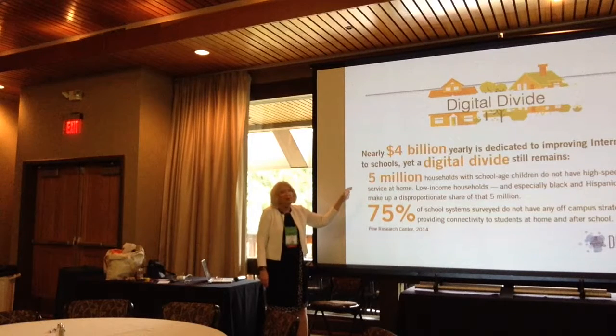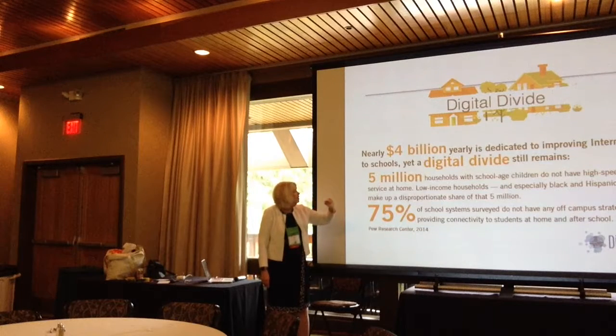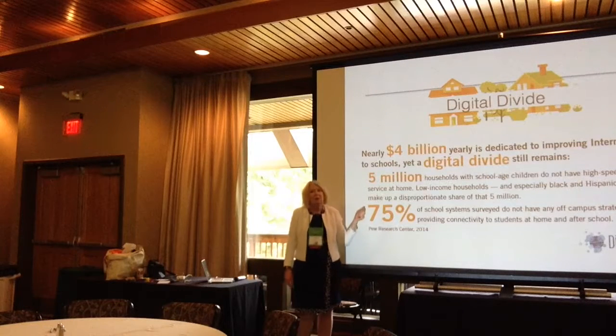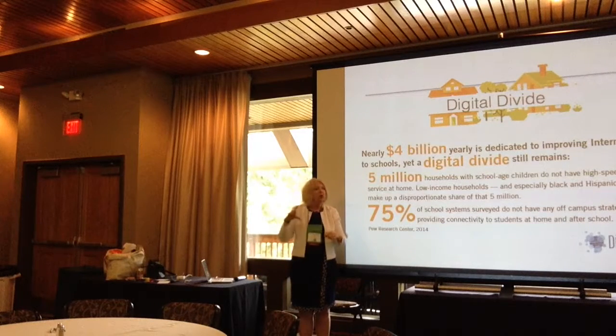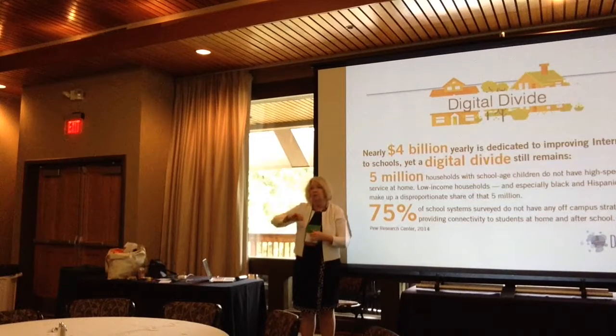And when we look at the 5 million households, this is an older statistic, it's probably 2014, 2015, but the ratios are staying pretty much the same. When we think about 5 million people that aren't connected, our low-income households, unfortunately, are a huge disproportion of that. And that's both urban and rural. So how many of you teach in a district that has fewer than 1,000 students?